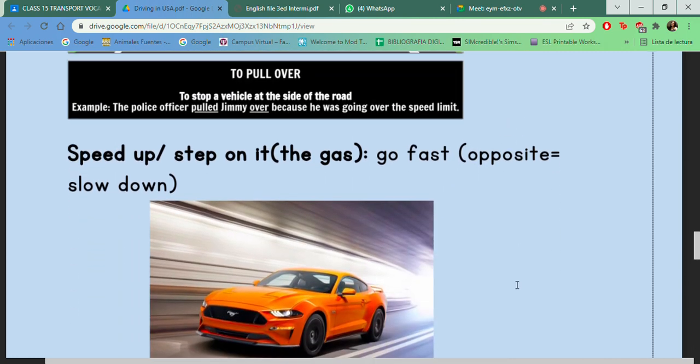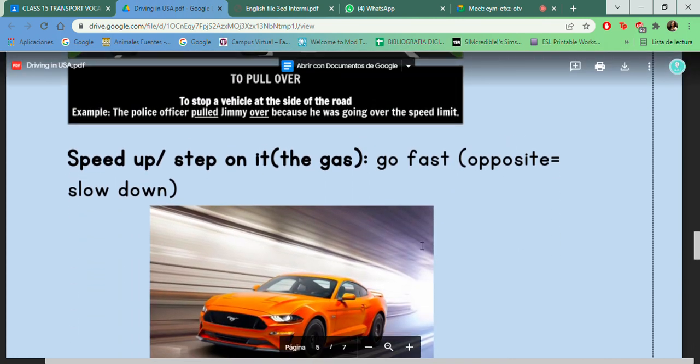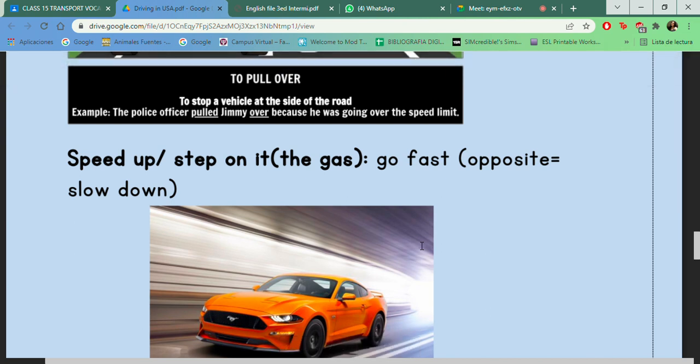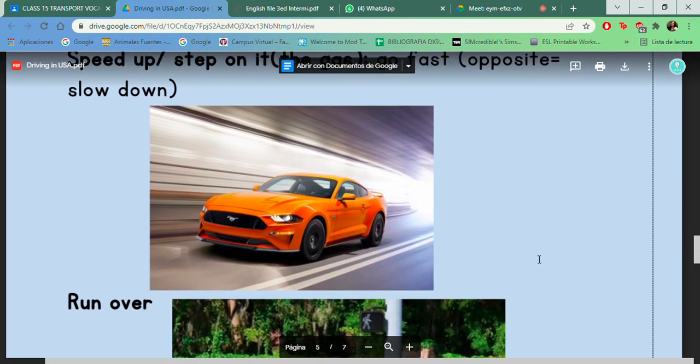Good. Then we have speed up, or accelerate. And here we have a phrasal verb as well, to step on the gas, or step on it. This means to go fast, right? And the opposite is slow down.